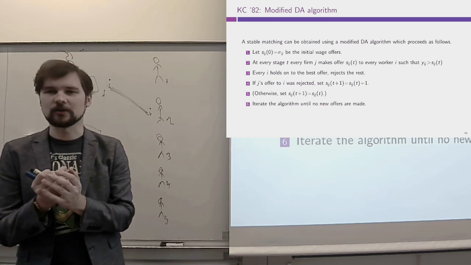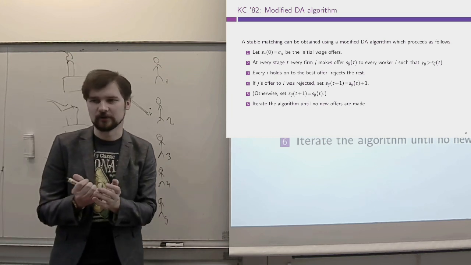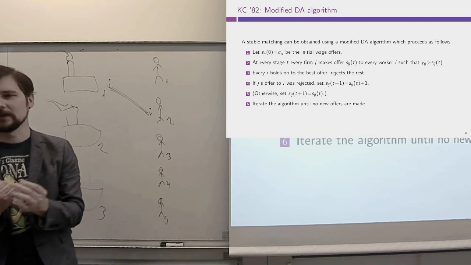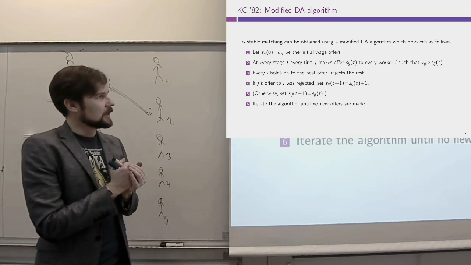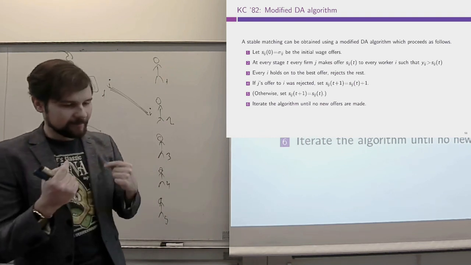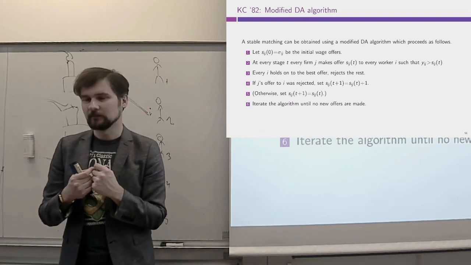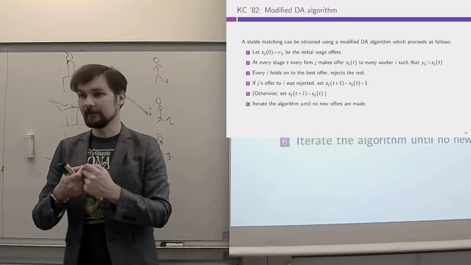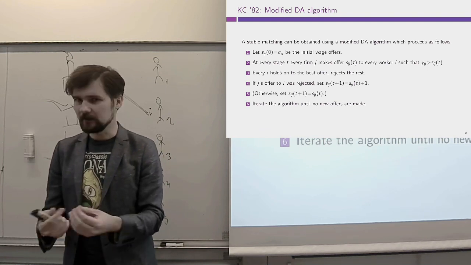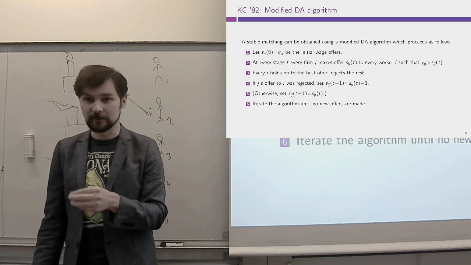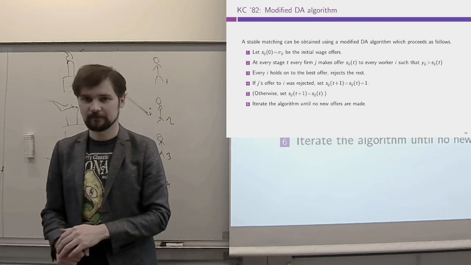Yeah, so we are back to our version zero of the model where everybody knows everything. We're just trying to find a stable matching. Good question, thank you. So the non-trivial thing is that if a given worker receives many offers from many different firms, they, as usual, keep at most one and reject the others.